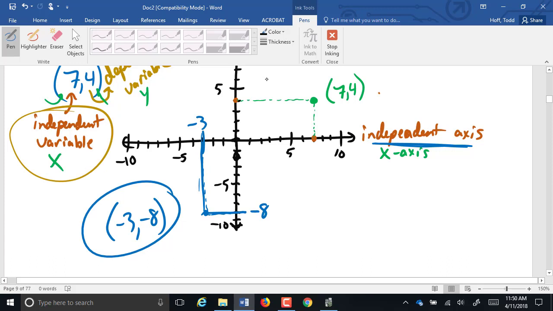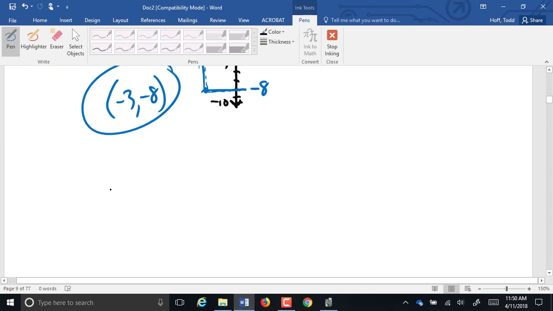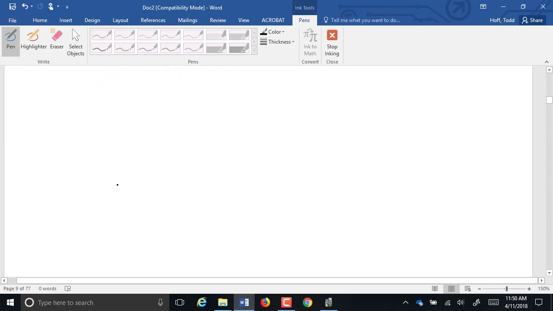So let's look more at what these graphs can represent and what it means. Well, some things we talked about: height and weight.